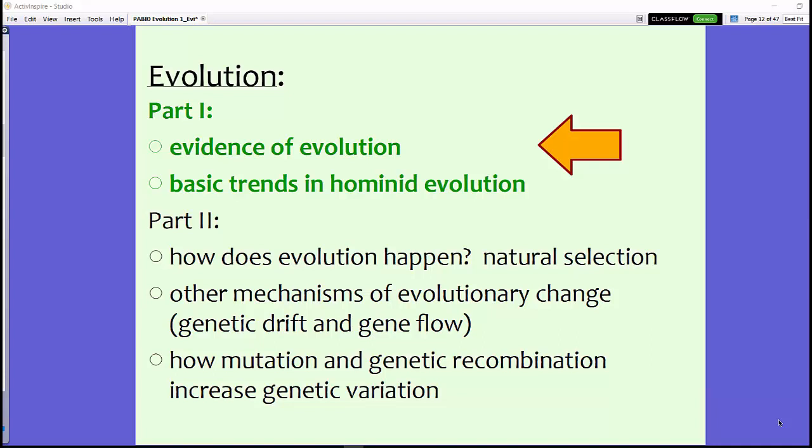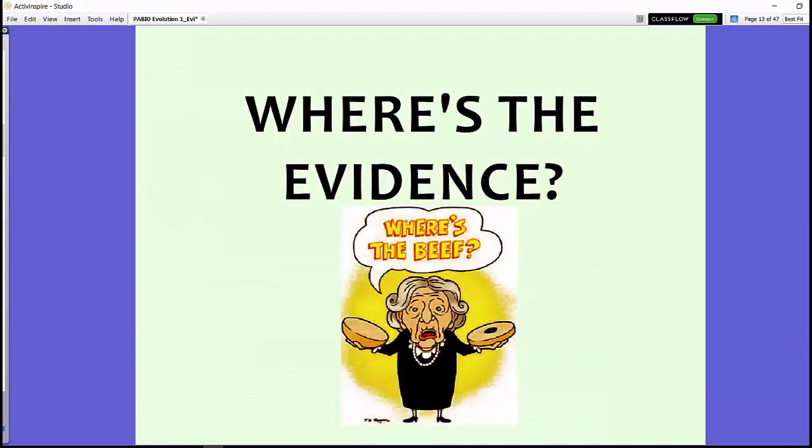In the second part of this unit, we'll talk about how evolution actually happens, things like natural selection or some other mechanisms such as genetic drift, gene flow, and how mutations and genetic recombination can also increase genetic variation in a population. So at first, let's get started with some of the evidence of evolution.